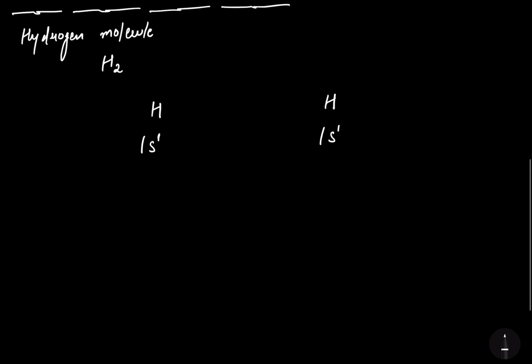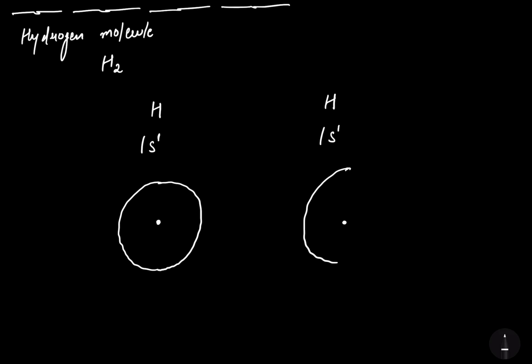Now, this is the nucleus of first hydrogen. Here the electron is present in the s subshell. So the orbital of s subshell will be spherical in shape. So this is the s orbital of the first hydrogen. This is the nucleus, and this is the spherical orbital of the second hydrogen.